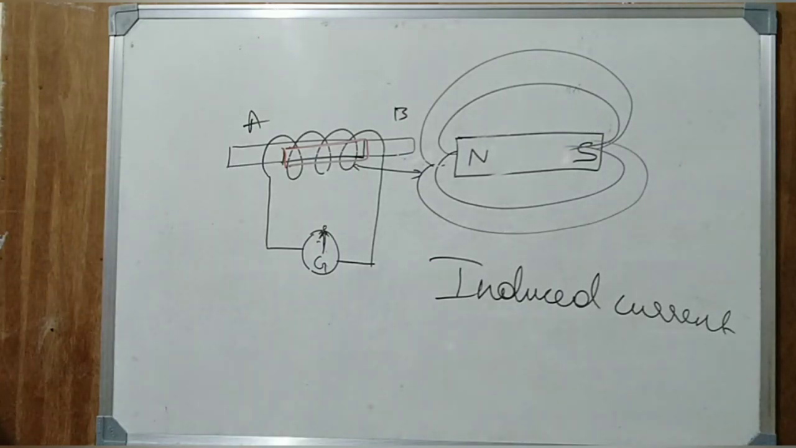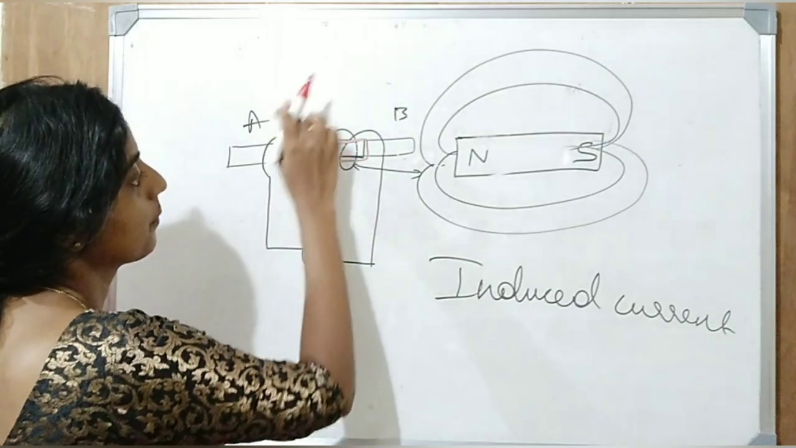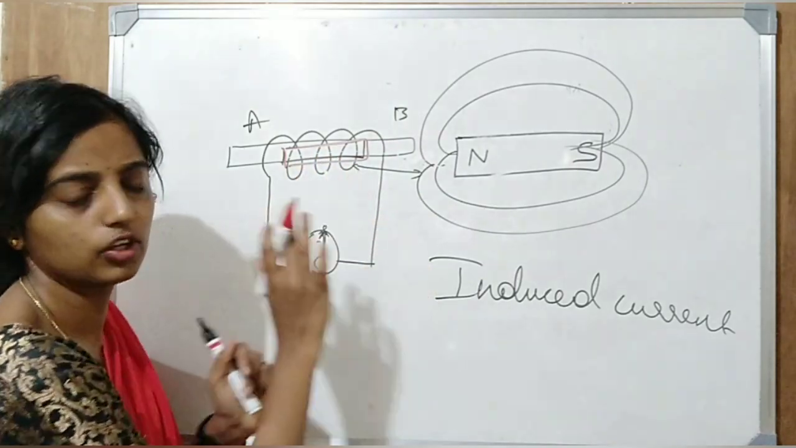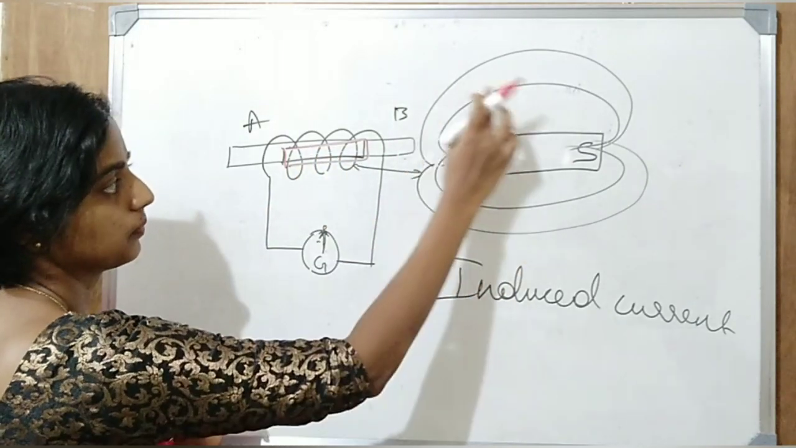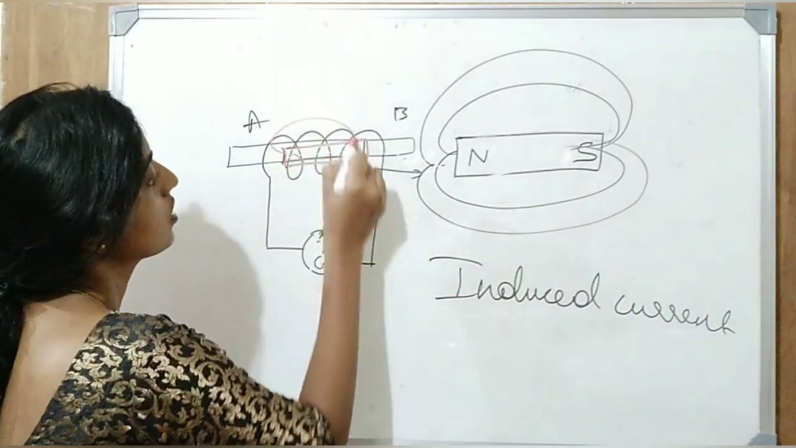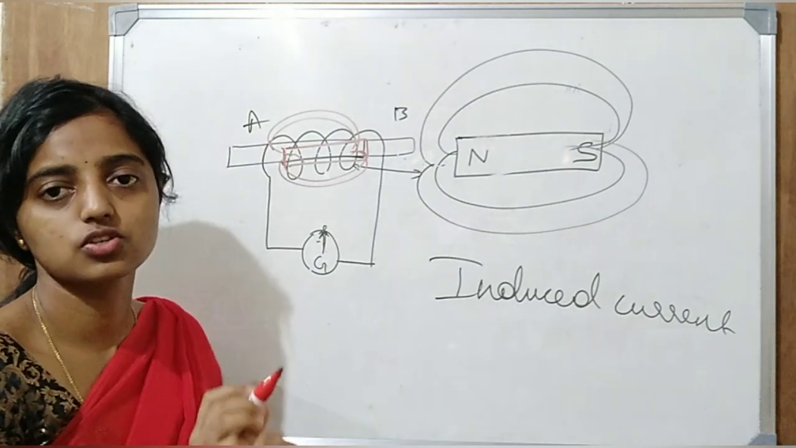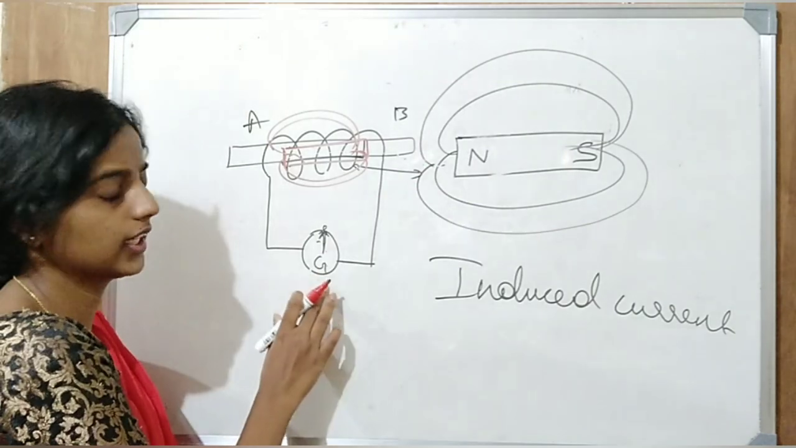When it comes inside the coil, what happened? The magnet is kept stationary inside. So there is no movement, and there will be no change in magnetic field lines. Magnetic field lines will be there, but if it is stationary, then the galvanometer doesn't show any deflection. We didn't get any deflection.